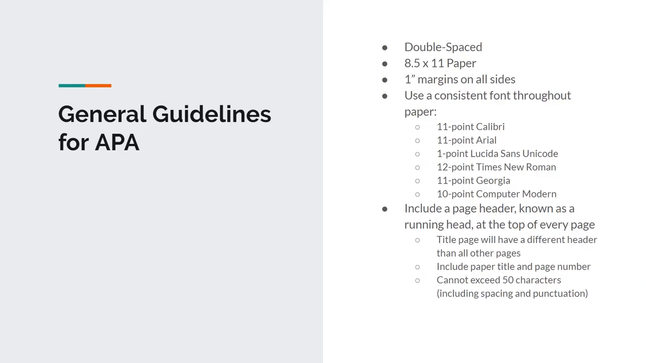Every APA paper should include a page header, which is known as the running head, at the top of every page. And I'll go over how to do that in your paper as well a little bit later. Your title page is going to have a different header than all of your other pages. You want to include the paper title and the page number in your headers. And you cannot exceed 50 characters in your headers, and that includes your spacing and punctuation.